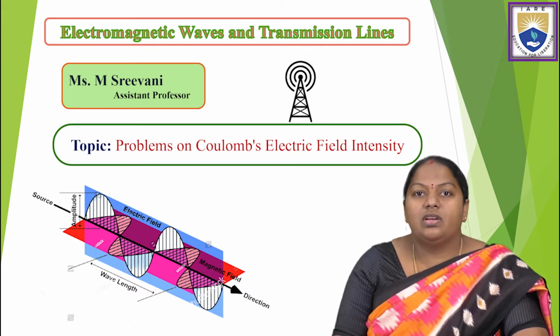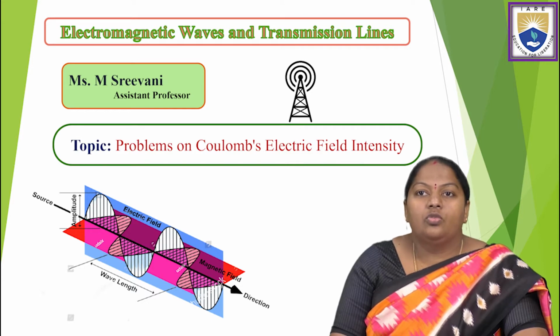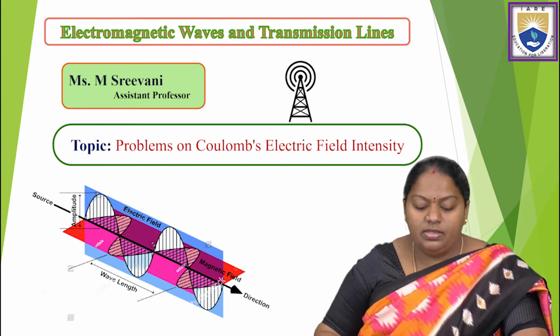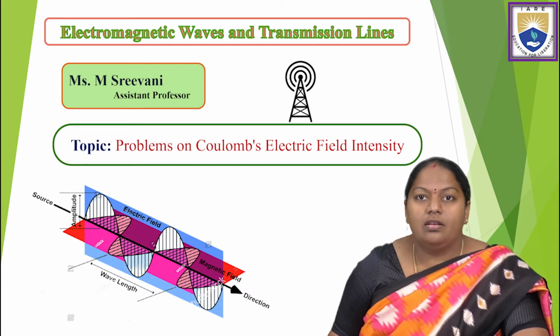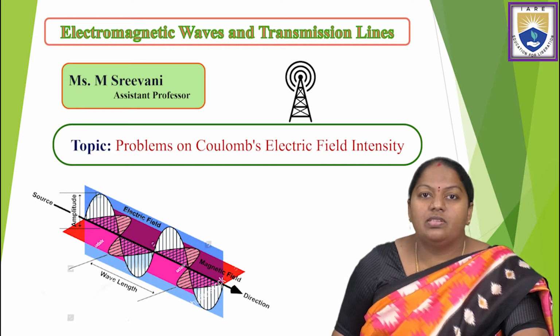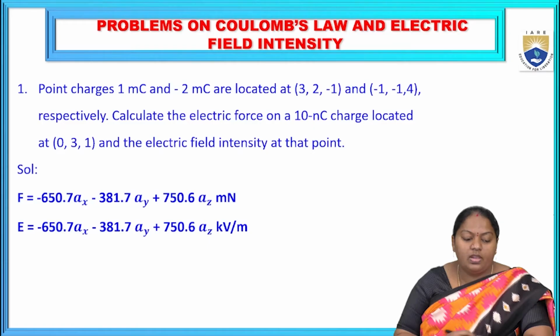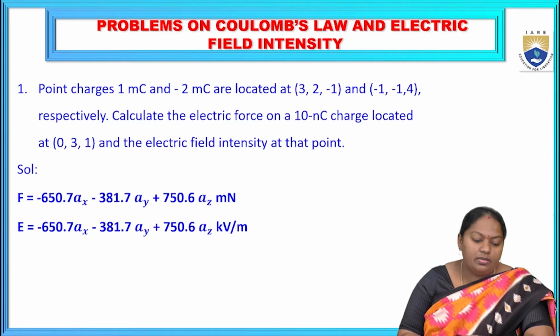So, in today's lecture, we are going to learn about one of the topics in electromagnetic waves and transmission lines: Coulomb's law, followed by electric field intensity. The theory classes have already been discussed in the previous lectures. Now we are going to concentrate on problems related to Coulomb's law and electric field intensity. Right? So the first problem is on Coulomb's law.